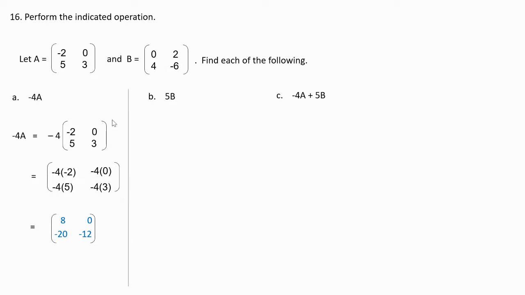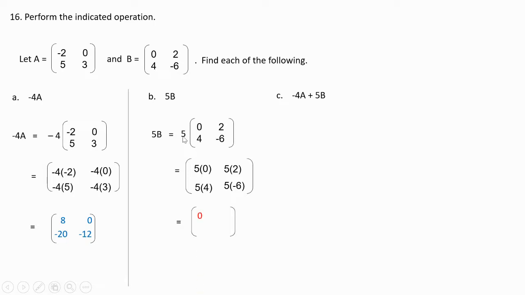Now let's do the scalar 5 times matrix B. So 5B means I'm going to multiply 5 times every element in matrix B. Okay, so again, there's my setup. But like I said, this is only to show you what I'm doing, but I can go straight from here to the actual answer. I can skip the step in the middle. So 5 times 0 is going to be 0. 5 times 2 will give us 10. 5 times 4 will give us 20. And 5 times negative 6 will give us negative 30. So that's my 5 times matrix B.